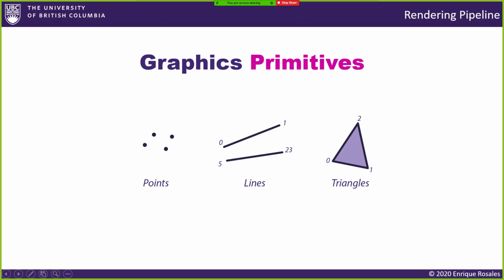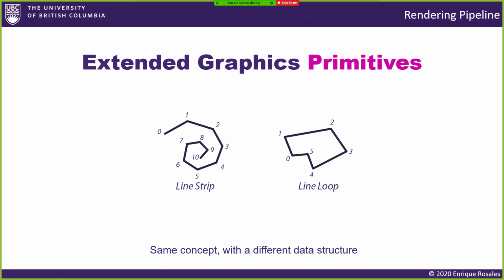The extended versions are the line strip and the line loop. In the end, this is the same concept with just a different data structure. Imagine that we use a data structure of single lines to represent this line strip. We would basically duplicate information, right? For the first segment we would have vertex 0 and vertex 1. Then for the second segment we would need to store vertex 1 again, and then vertex 2. For the third one, vertex 2 again, and then vertex 3. So in the end, they are just duplicating.